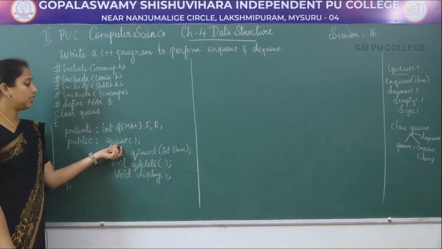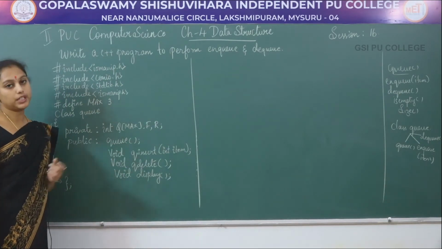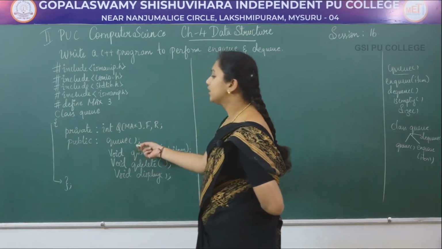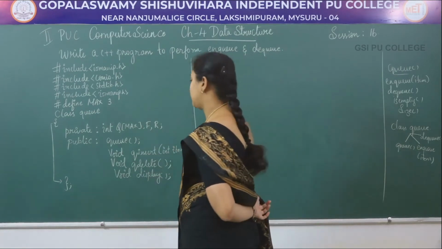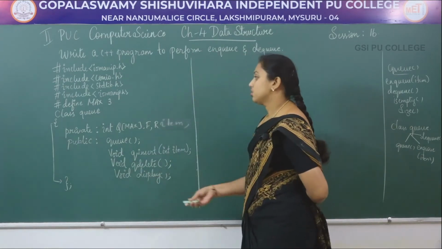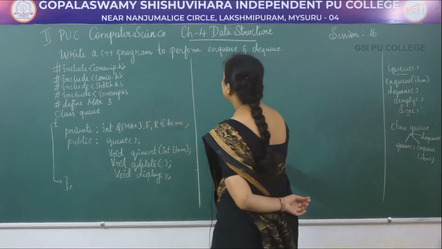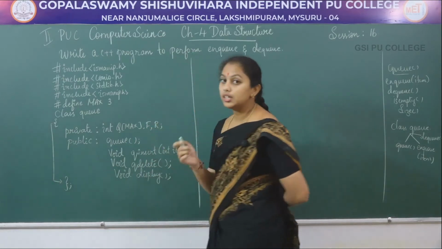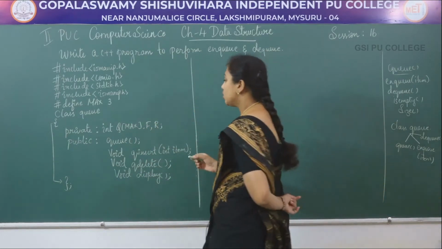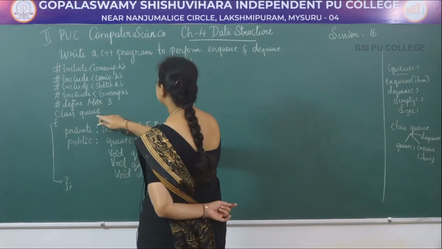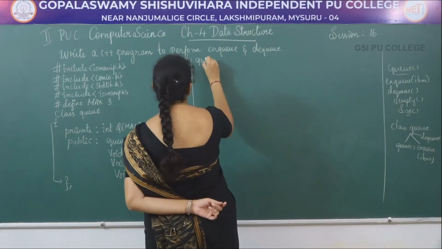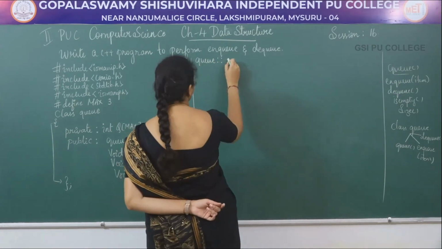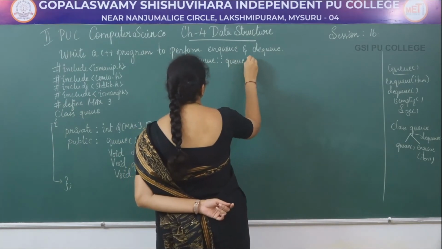Next, we have to create an empty queue. For that I am using the function called queue. It's a default constructor. As it is a constructor, while defining this function outside the class, there is no need to write the return type. Here we can directly write the class name. What is the class name? Queue, scope resolution operator, and what is the function name? The function name is queue.